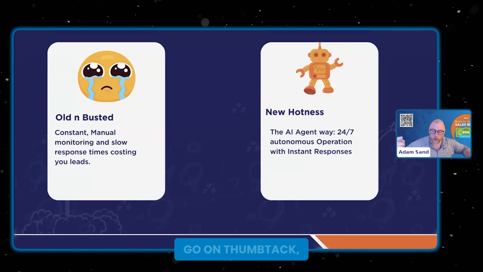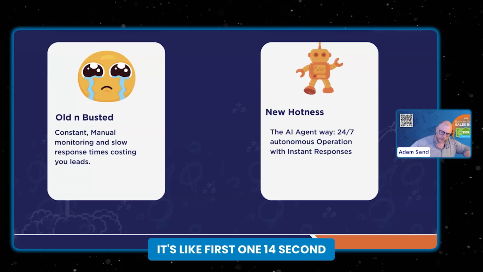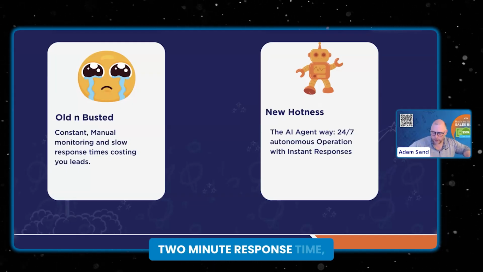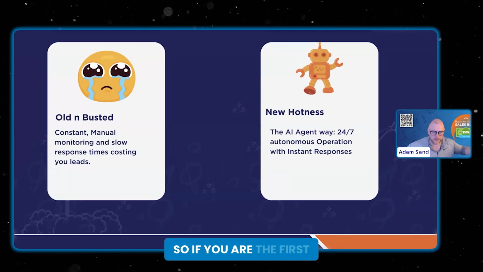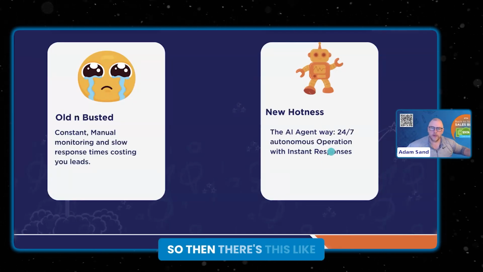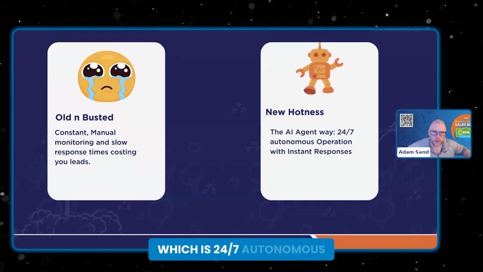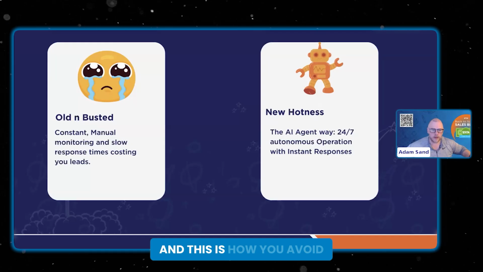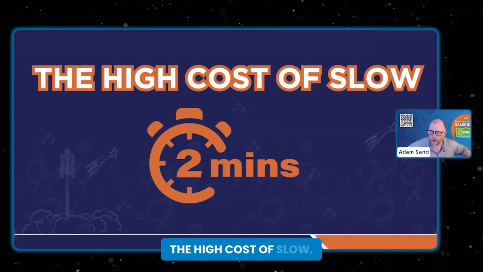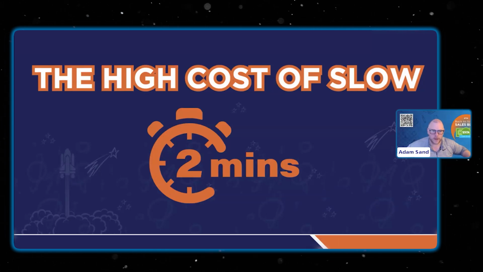I've seen this. When you go on Thumbtack, it tells you they requested 4 pros. And it's first one 14-second response time, this one 2-minute response time, this one 2 hours, and this one 4 days. So if you are the first one to respond, it's better. So then there's this new hotness that exists in the age of AI, which is the AI agent way, which is 24/7 autonomous operation with instant responses. And this is how you avoid the high cost of slow. The 5-minute, 10-minute, 1-hour response times are a thing of the past.